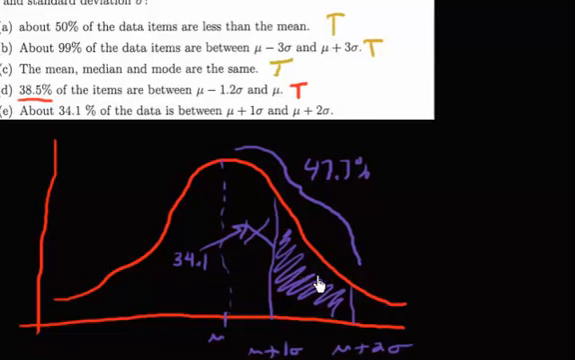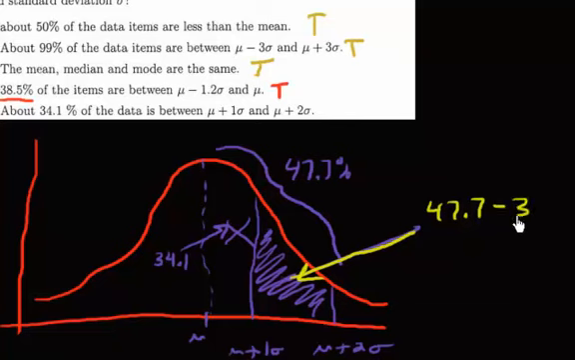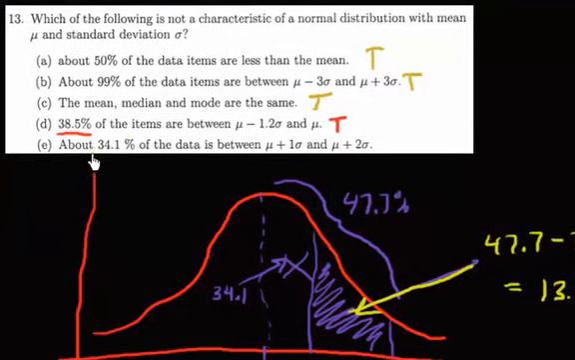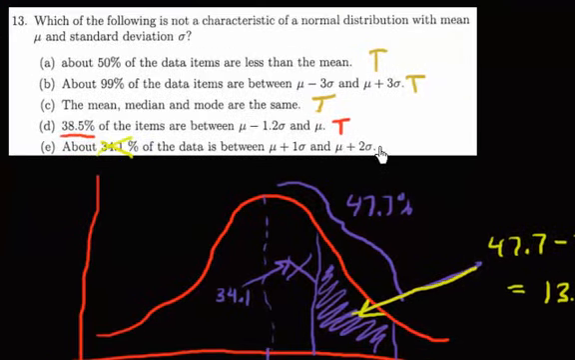So to find this percentage in here, I'm going to take 47.7 and subtract off 34.1. That's going to equal 13.6%. Well, that's not what we have here. So E is false. And so our answer is E, not a characteristic of a normal distribution.